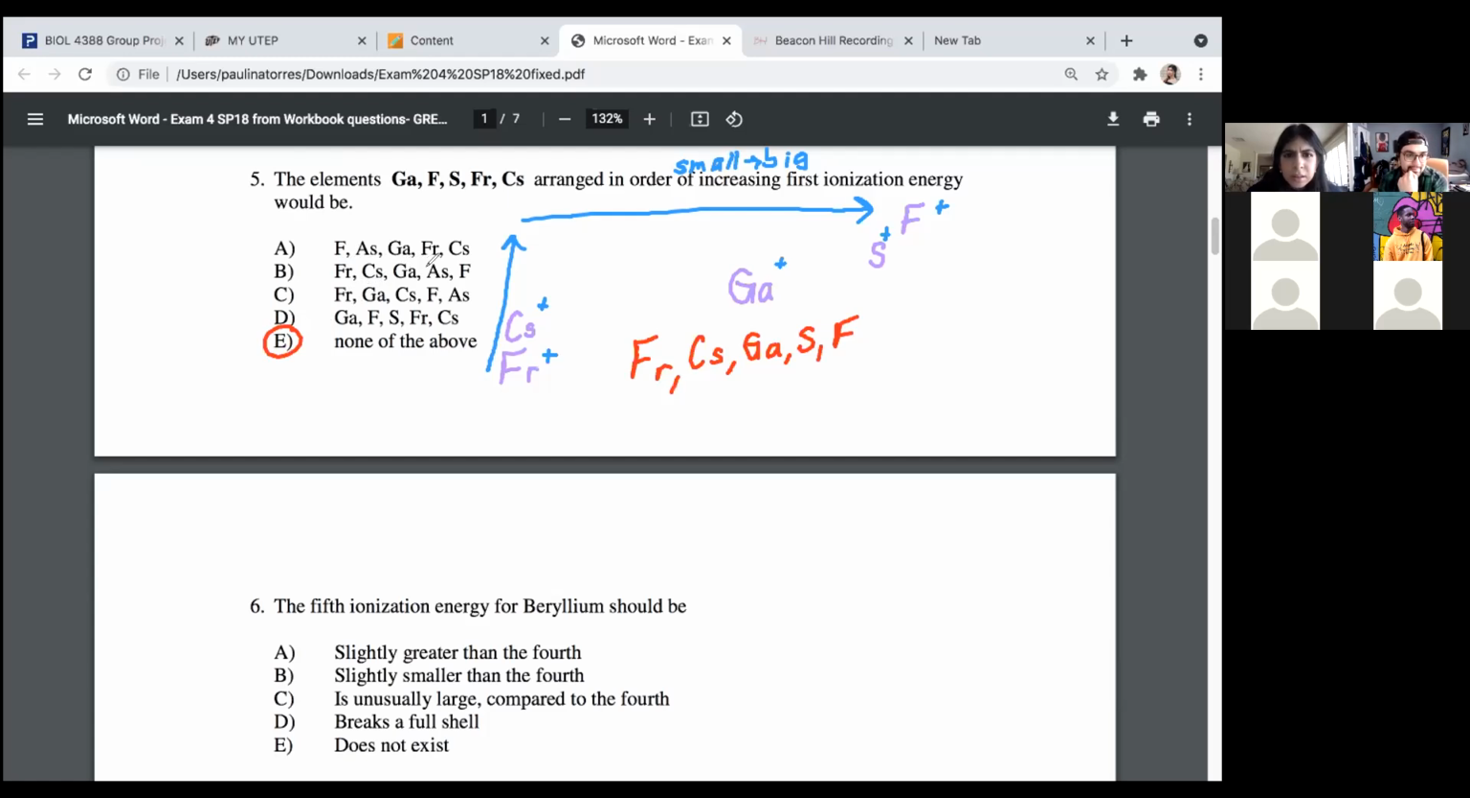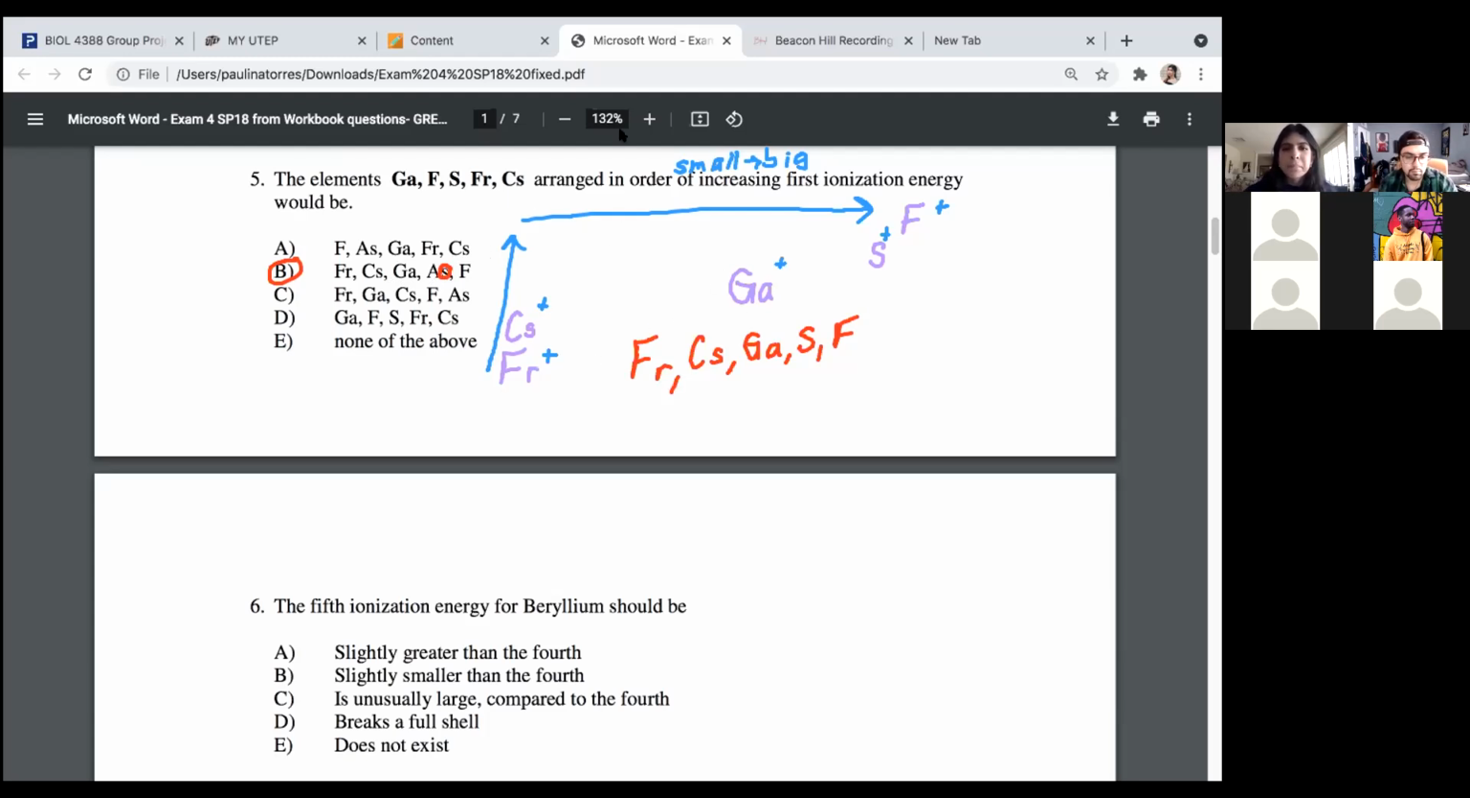Oh wait, he messed up right here. Why did he put AS? That's what I was going to ask. Why does it say AS? The answer key says B, so it must be a mistake. Okay, so it should be B. I don't know why he put AS. He just had a little fluke there, but that would be right.